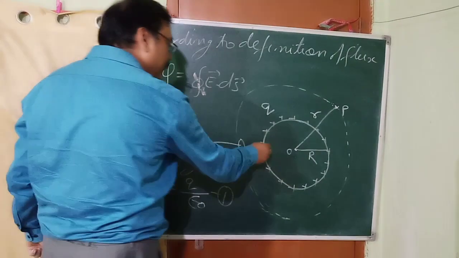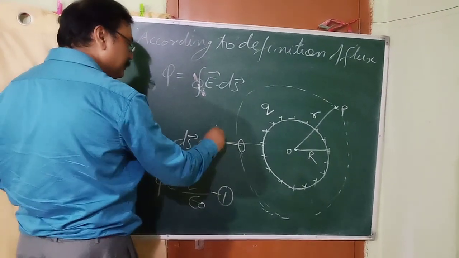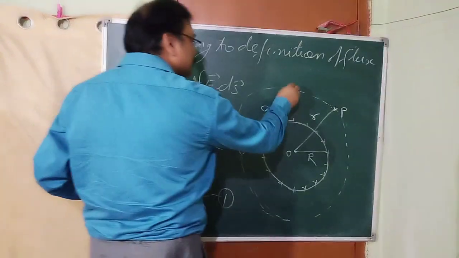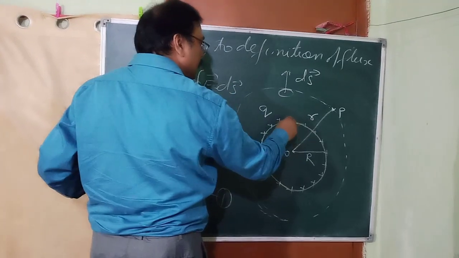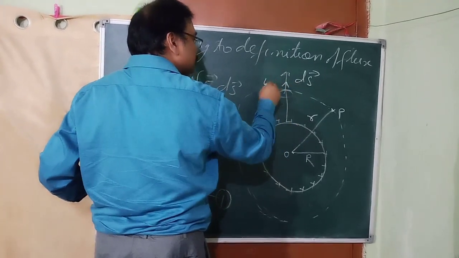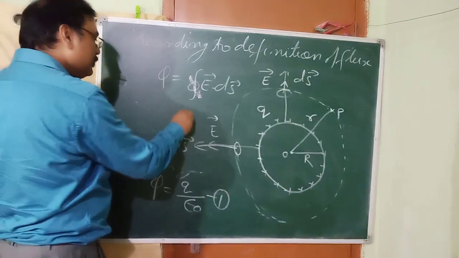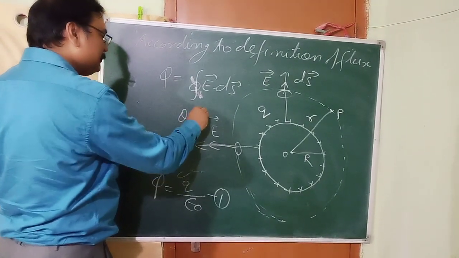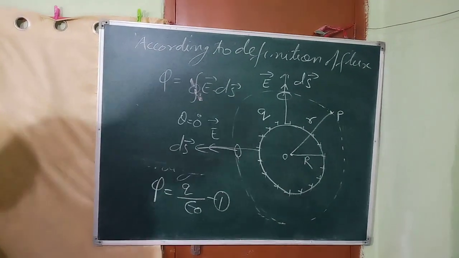Now, what about the electric field? As this is a positive charge, the electric field will also be directed along the same direction. If you take here this area ds, the electric field is directed along the same direction. So what will the angle be? Theta is equal to 0 degrees. So we can apply this over here. What will we get?